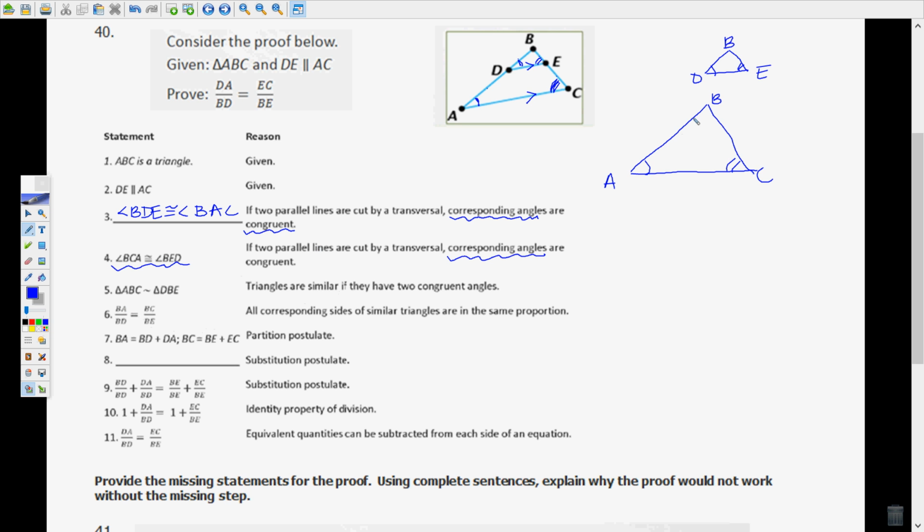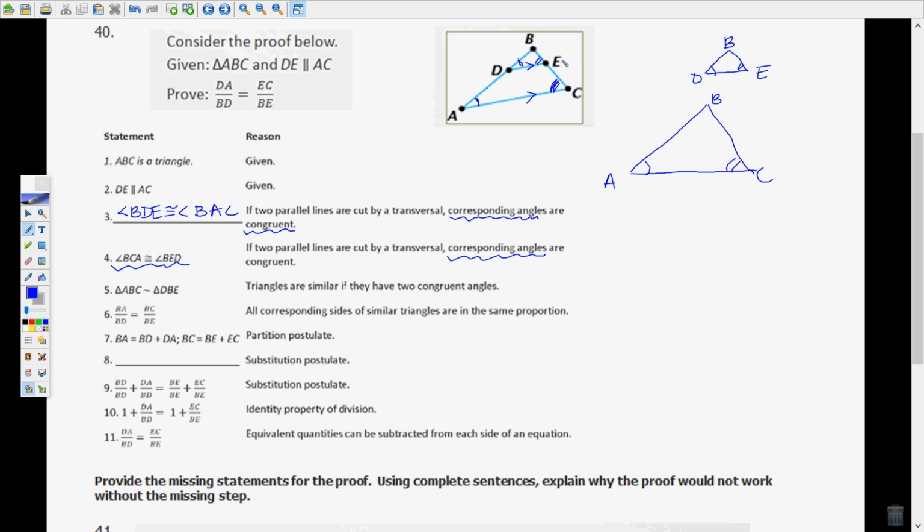BA, the left-hand side of the larger triangle, over BD, the left-hand side of the smaller, equals BC, the right-hand side of the larger, over BE, the right-hand side of the smaller. Then it has here that BA is equal to BD plus DA. It calls it the partition postulate, but I would even say it could be segment addition, because if you add this little piece plus this little piece, you get the whole thing. And same thing over here, BC equals BE plus EC.